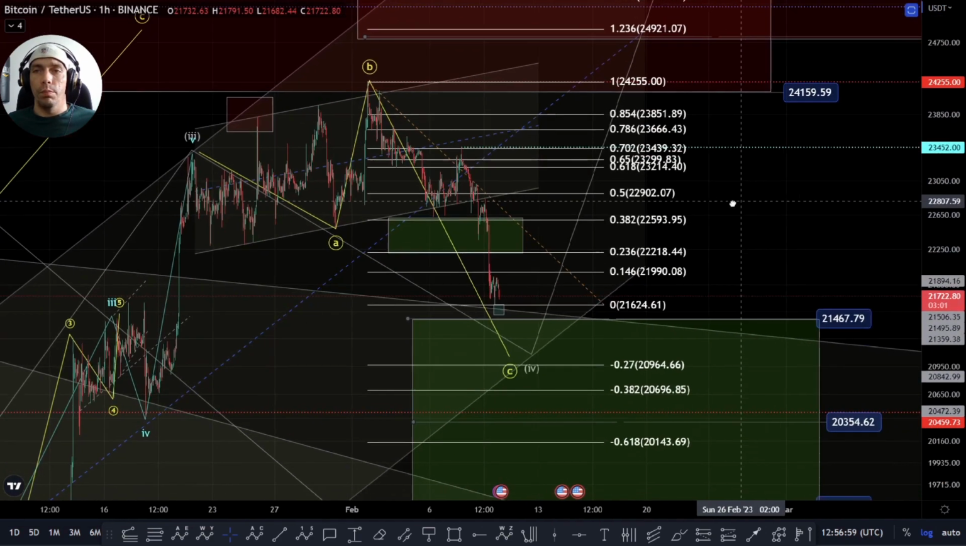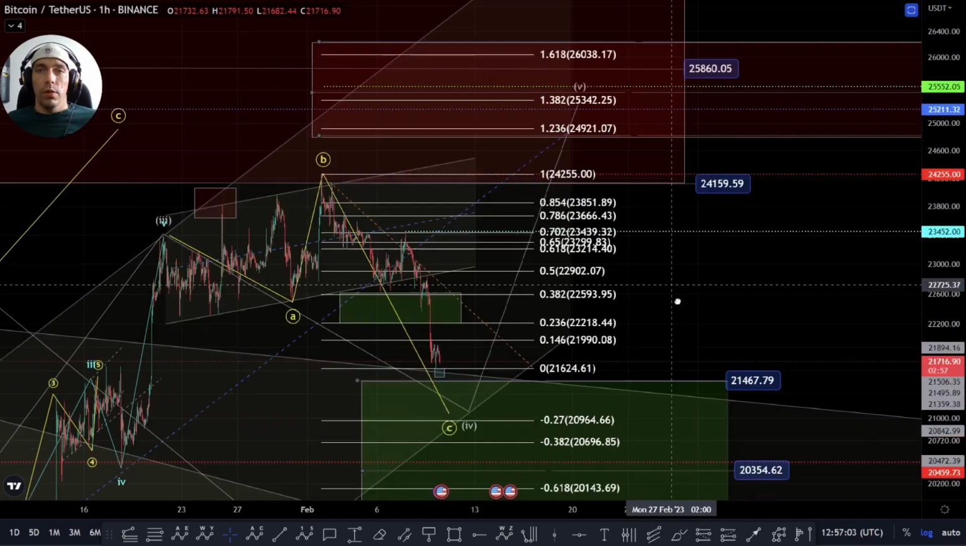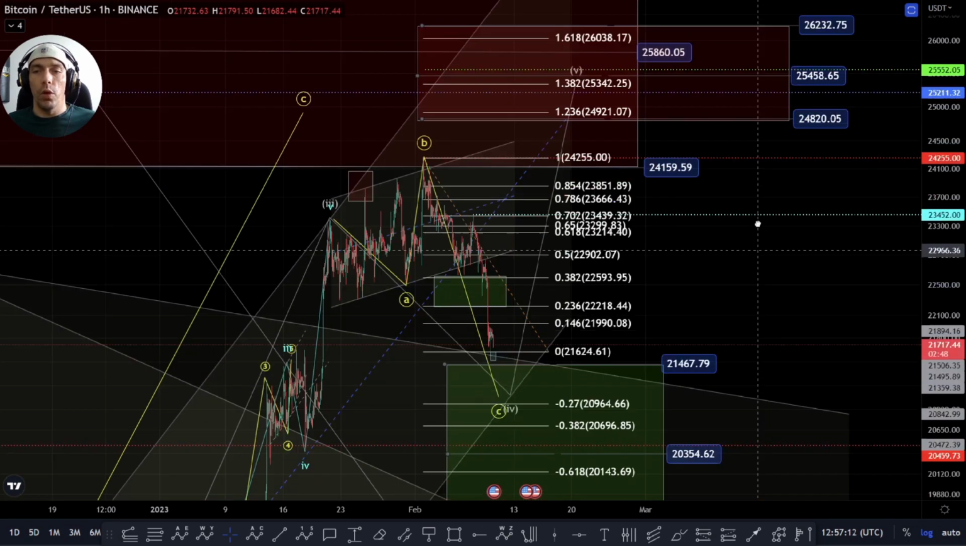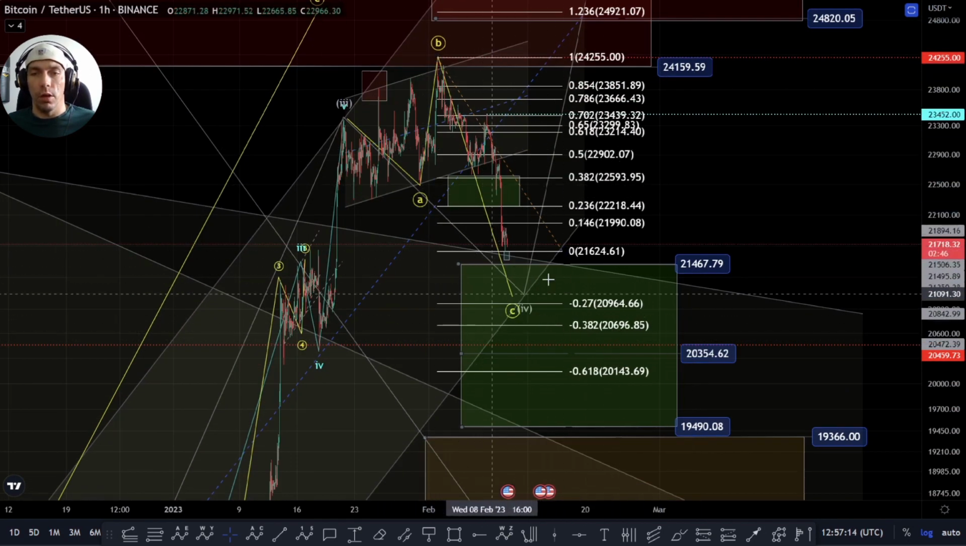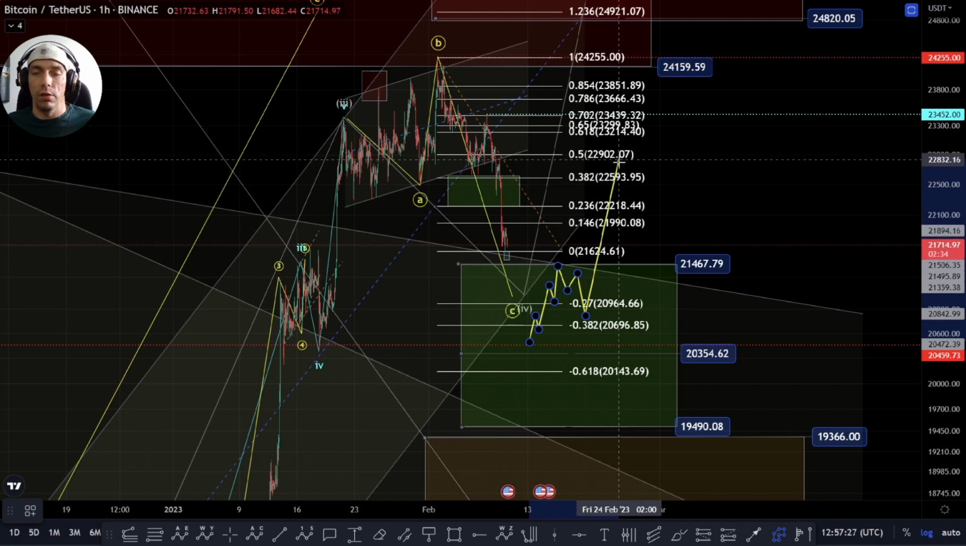If we do push down towards this 0.382 zone, we could be looking for the potential to move up with a fifth wave towards this 26,232 to this 24,820. So we just need to see how this reacts. We need this to prove itself, though. We want to see this come back down into this zone. Then we want to start to see five wave structure develop to the upside. We want to see that three wave decline to the downside, and then we want to see this start to take shape.